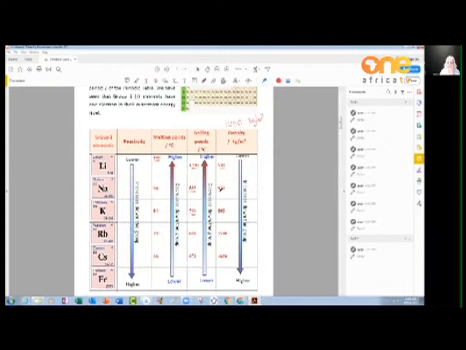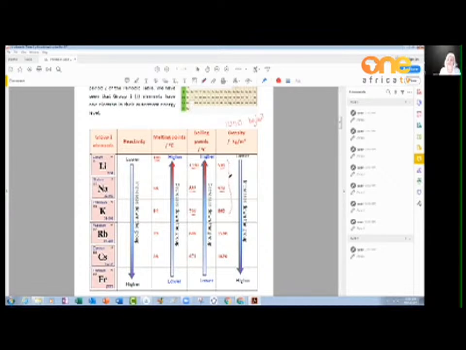Sodium is at 970, which is also less than the density of water. Then we go to potassium, less again, rubidium and cesium and so on. So we see that the density increases as we go down the group. And look at these first three elements, lithium, sodium, and potassium. All of them have densities which are less than the density of water. There's a little bit of a discrepancy here, some anomaly in the densities, but overall, we see that the density increases as we go down the group.